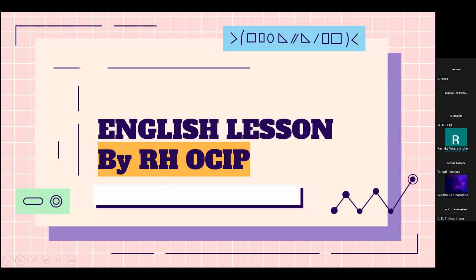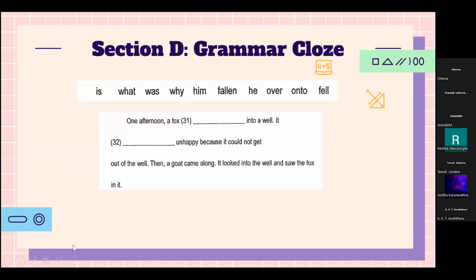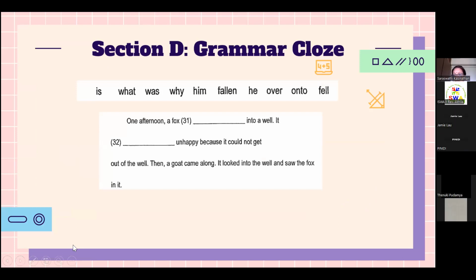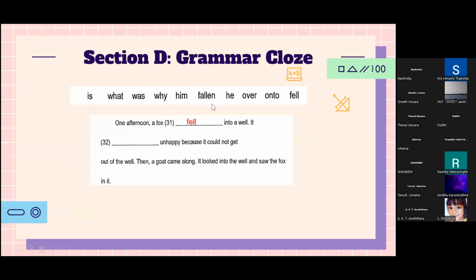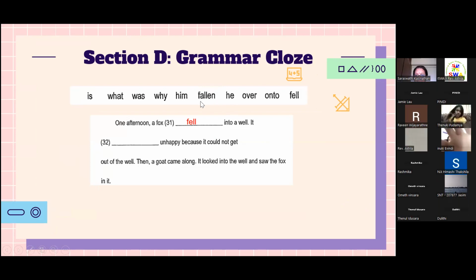Today we will begin our lesson with a question that was asked by one of your friends last week. I believe this was the question: one afternoon, a fox fell into a well, and your friend asked, why wasn't it fallen? I did tell her that I will explain it better this week. So here we go.